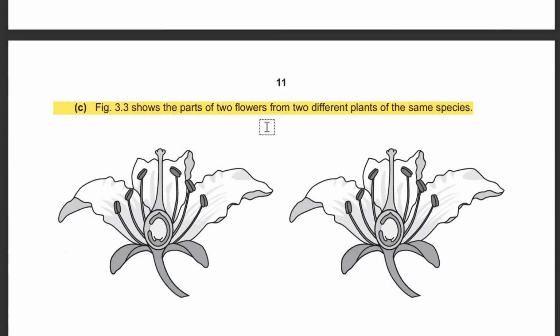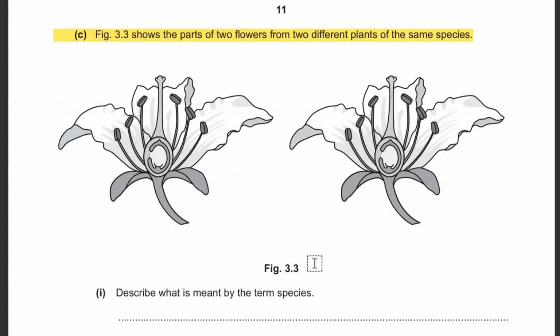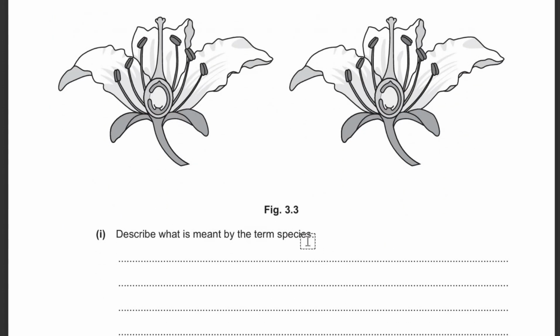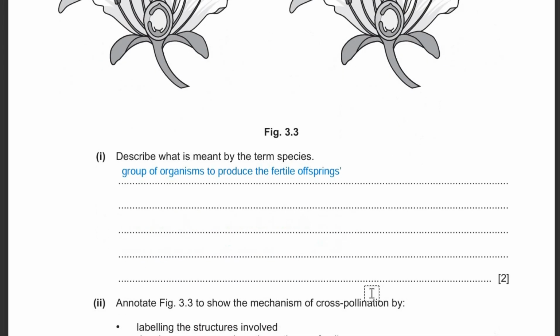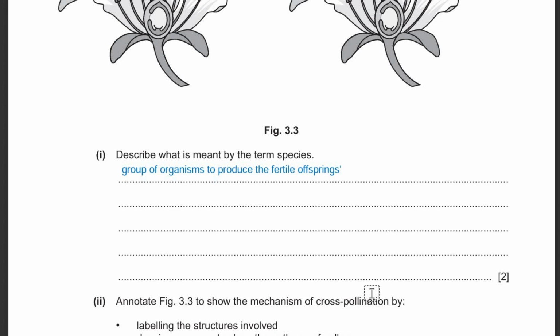Part C says figure 3.3 shows the parts of two flowers from the same species. Alright. Describe what is meant by the term species. So we all know that a species is a group of organisms that can reproduce to produce fertile offspring. So what is a species? It is a group of organisms that produce fertile offspring. This is a one-line definition which is going to give you 2 marks because it carries 2 points.